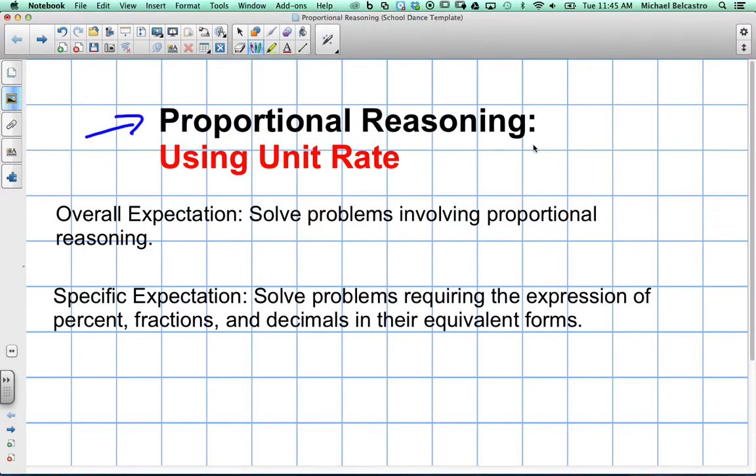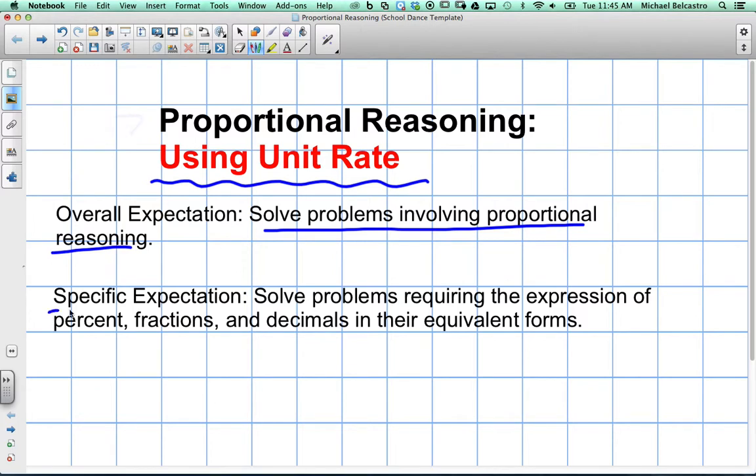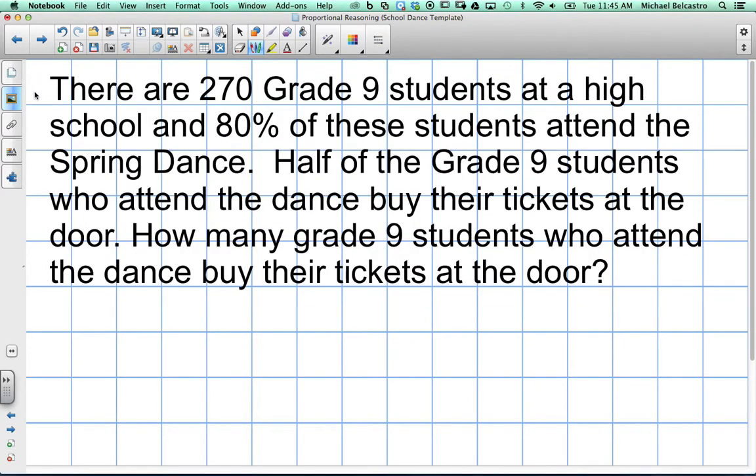We're going to be looking at proportional reasoning, and the method we're going to use to solve this question is the unit rate method. The overall expectation is to solve problems involving proportional reasoning, and the specific expectation, solve problems requiring the expression of percent, fractions, and decimals in their equivalent forms. So here's our inquiry type question.